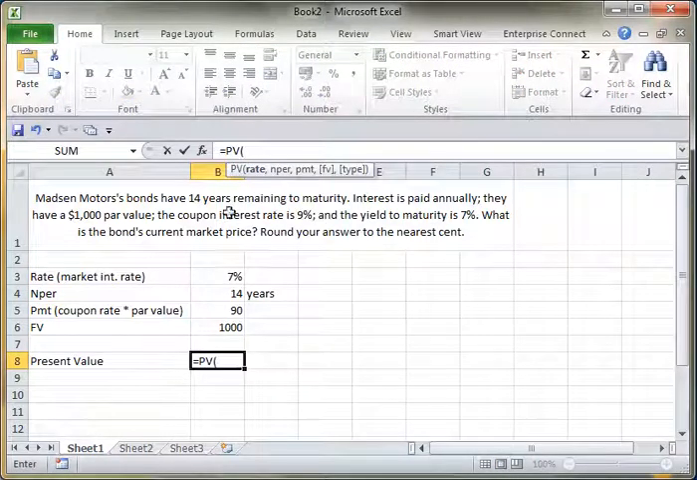Then it will need the rate, which is 7%, so link it here. The NPER, number of periods, which is 14 years. The payment, which is 90. And then the future value, which is 1,000, so link it here.